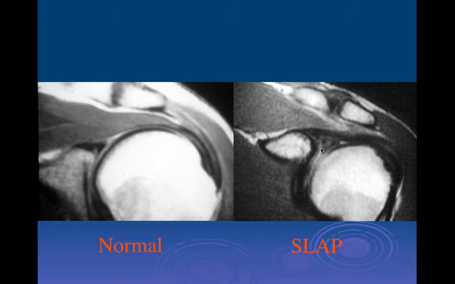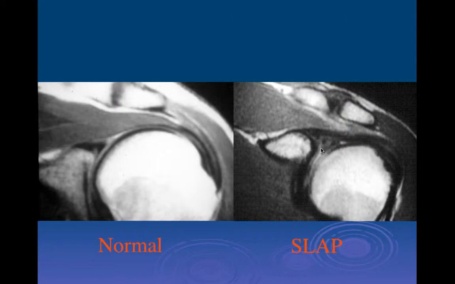Well, superior labral anterior posterior is a classification for superior labral tears. So a type 1 SLAP tear is a degenerative fraying or tearing of the superior labrum. So it is a tear. So when we say this is a tear of the superior labrum, in essence, we're saying this is a SLAP 1.